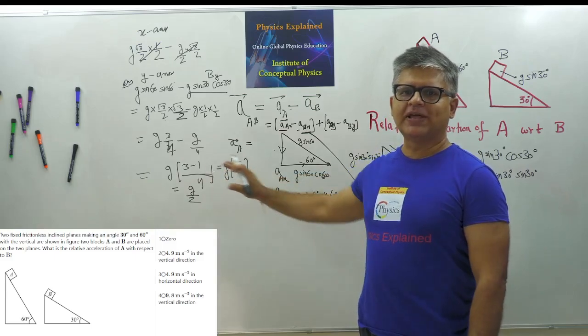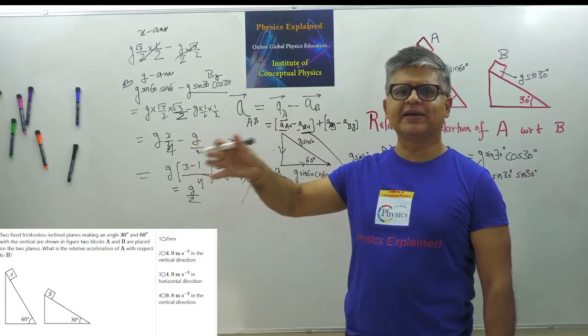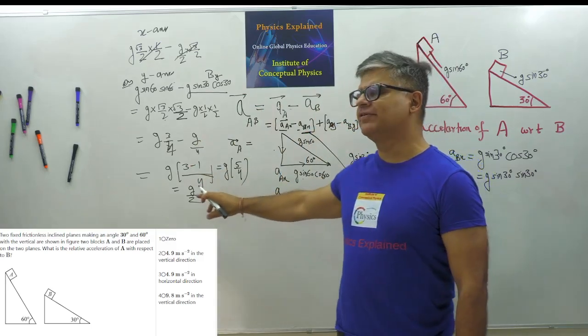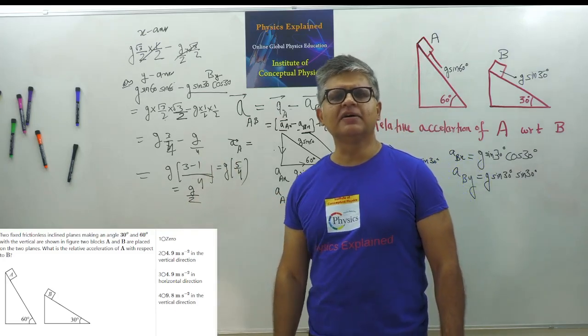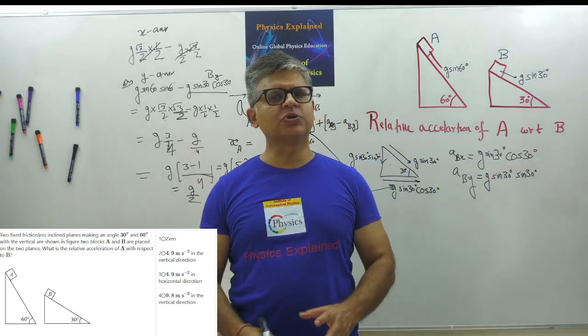On the x-axis, both the accelerations were the same. Neutralization. A minus B is 0 in x. But when I did the same thing for the y-axis, I got a relative acceleration of 4.9 meter per second square in the vertical direction. So I hope you enjoyed this question. Slightly difficult question to do.